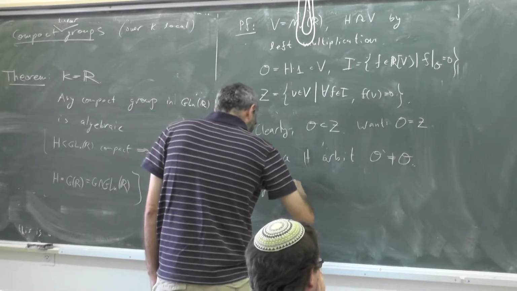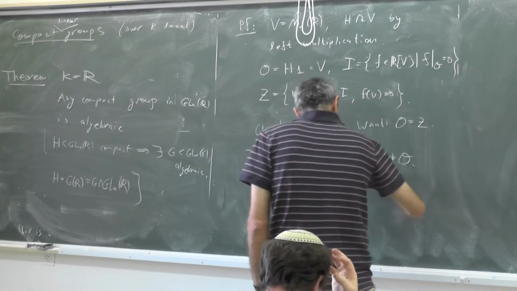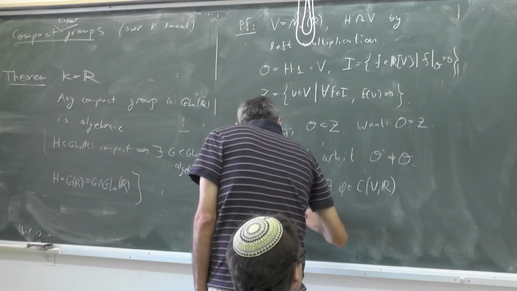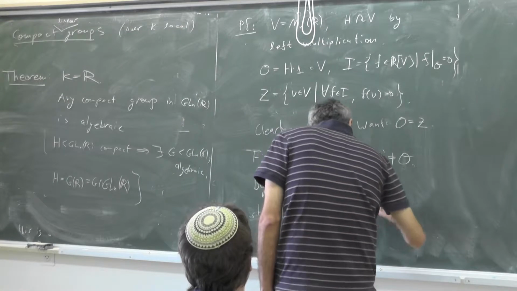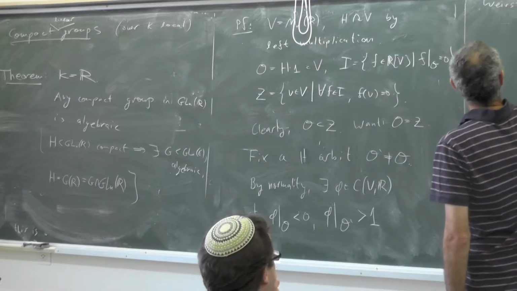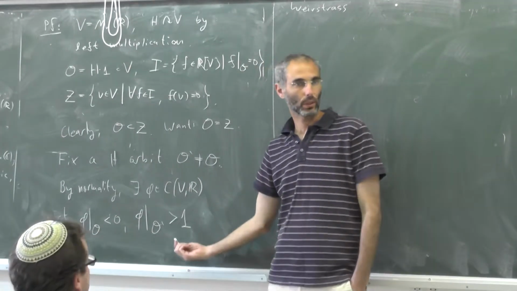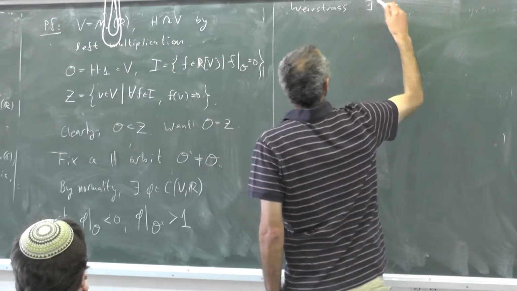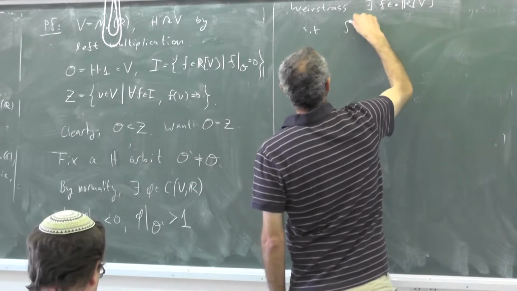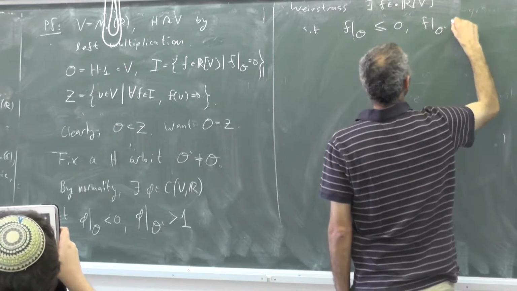So by normality, I can find phi, a real valued continuous function on V, such that phi at O is less than 0 and phi at O' is more than 1. Actually, this is strictly less: less than minus epsilon for some epsilon, by compactness of O, and this is more than 1 plus epsilon for some epsilon. So by the Weierstrass theorem, I can find f a polynomial on V such that f at O is less or equal, say, to 0, and f at O' is more than 1.